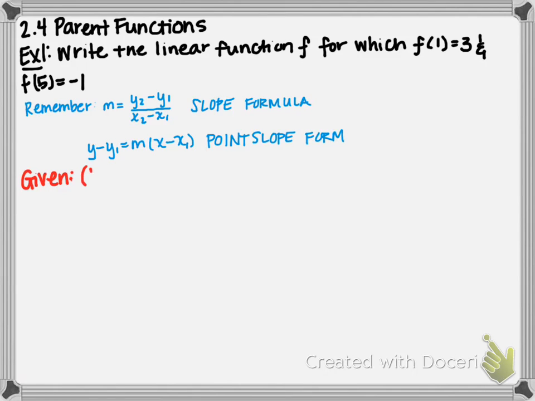Alright, so here's what we're given. Let's look back at it. See if you agree that we were given 1, 3, and 5, negative 1. Look back at that f of 1. Whatever's after the f is the x. The other side of the equals is the y. So then look at the f of 5, that means that the x is 5 and the y is negative 1. There's our x1, y1, x2, y2. So we can find our slope with that information.